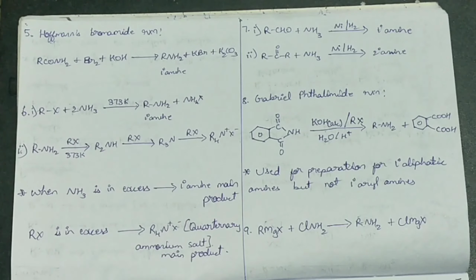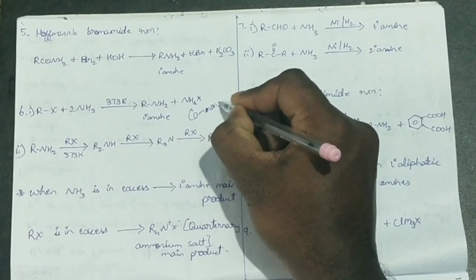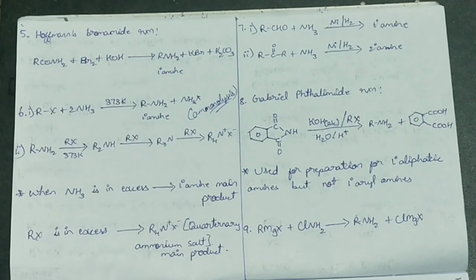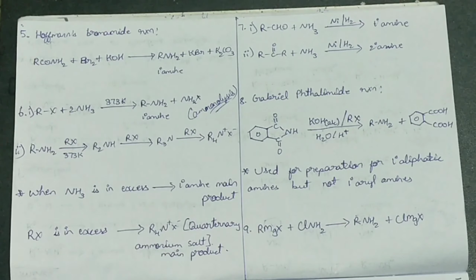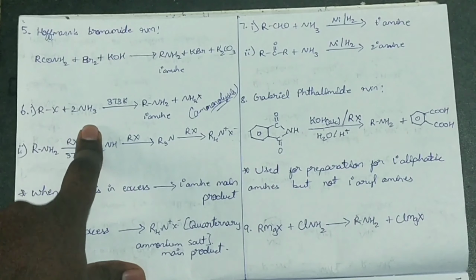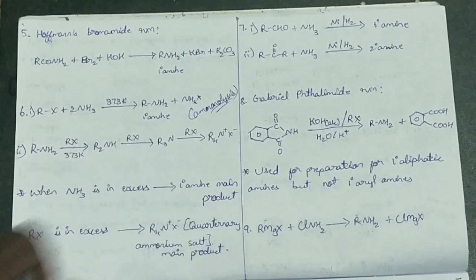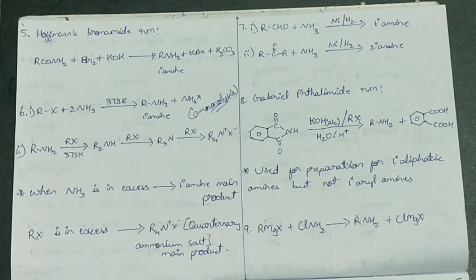Next is ammonolysis. This reaction is known as ammonolysis, where an alkyl halide reacts with ammonia at 373 Kelvin to give a primary amine. Next, primary amine reacting with an alkyl halide gives a secondary amine. Further addition of an alkyl halide gives a tertiary amine, and finally a quaternary ammonium salt is formed. When ammonia is in excess, primary amine will be the main product, whereas when alkyl halide is in excess, the quaternary ammonium salt R4NX will be the main product.